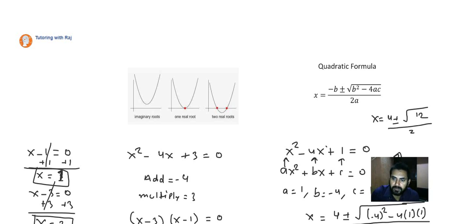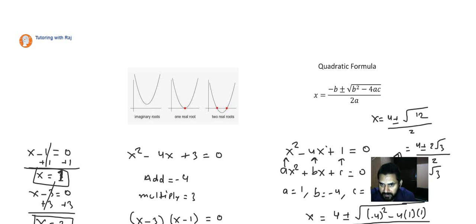But I prefer to do simplification further, so 4 plus and minus, this can be rewritten as over 2, which is 2 plus and minus if you divide the 2 on the top and bottom. So this is the answer that we are going to get. We leave them in the exact form unless they ask for the decimal.